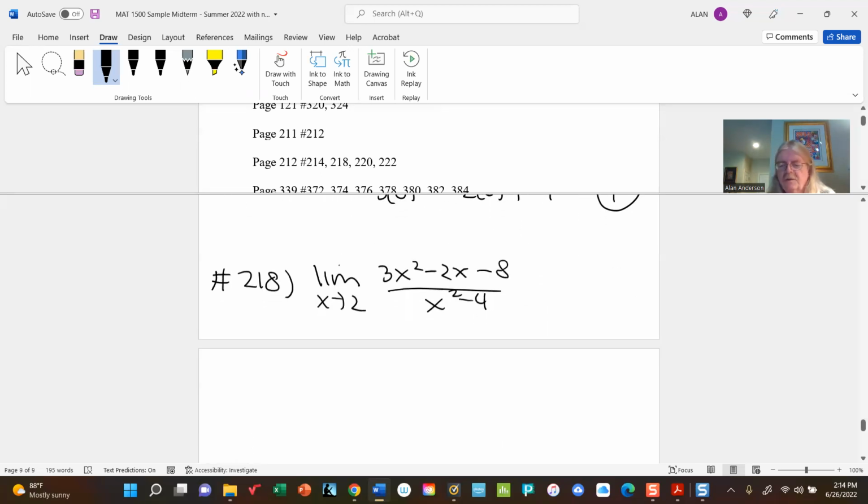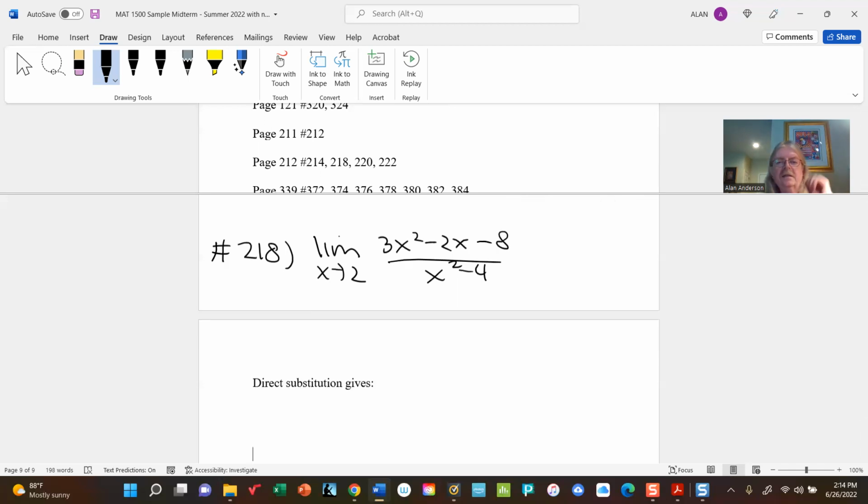So direct substitution gives, yeah, I think you can see where this one is going. 3 times 2 squared minus 2 times 2 minus 8, over 2 squared minus 4. Yeah, it's 0 over 0.